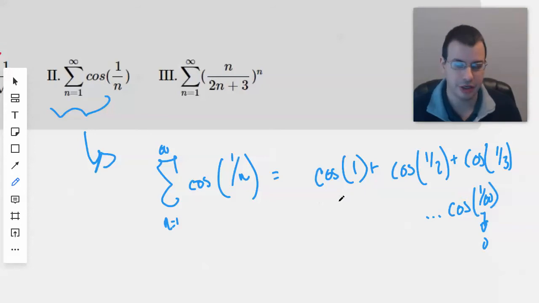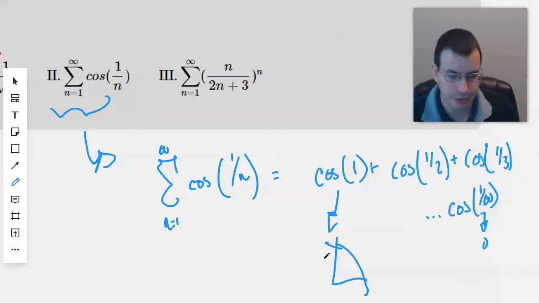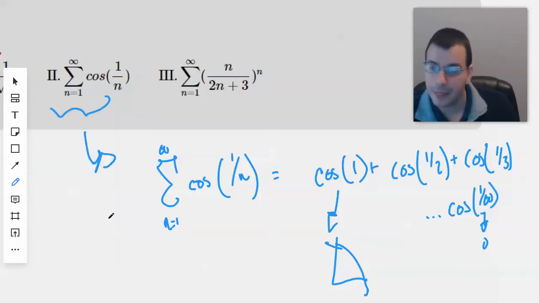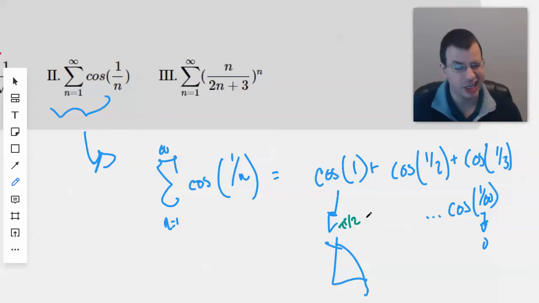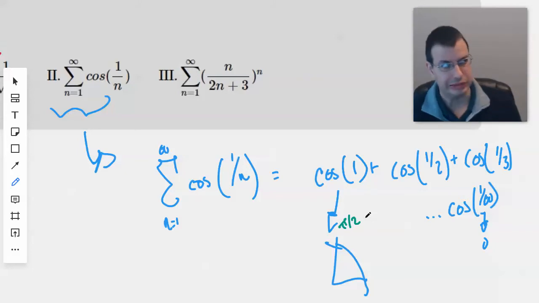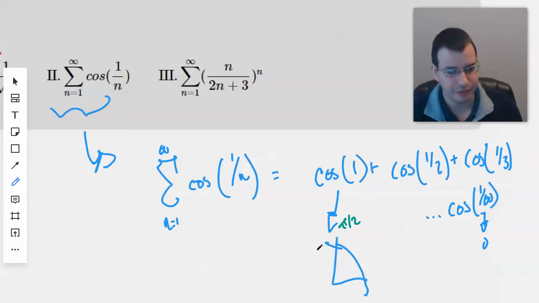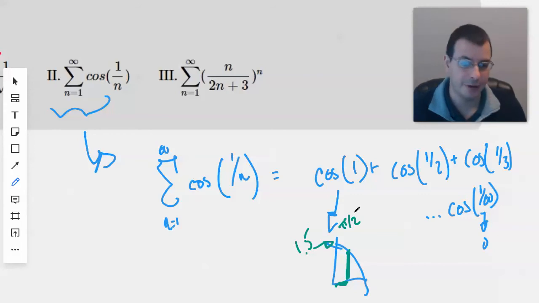So what's happening here then, look at cosine of 1, and let's draw a little circle. That's a terrible circle. Right up here is pi over 2, which is 3.1415 divided by 2, which is like 1.5. I'll call it 1.5. And so 1 is like maybe right there. And so that is like, I don't know, something. Maybe a half. Either way, I'll call that like a quarter.